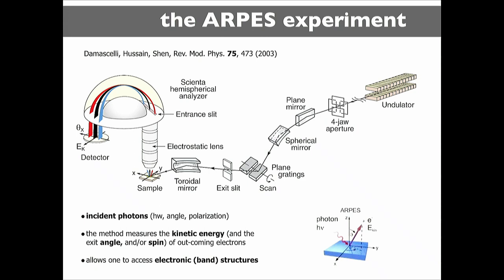So experimentally, what can we tune here? We have incident photons that can be discriminated in terms of their energy, the angle at which they hit the surface, their polarization, and the experiment just measures the kinetic energy of the outcoming electron, ideally also complementing the information by including the angle of the outcoming electrons, and as we've seen yesterday also the spin of the electron. So we can have spin resolved ARPES and angle resolved photoemission. And in principle, this is the experimental tool that allows us to access experimentally the band structure. So the band structure, that is a concept very familiar to each of us, has a precise experimental counterpart that is exactly what you can get out of the ARPES experiment.